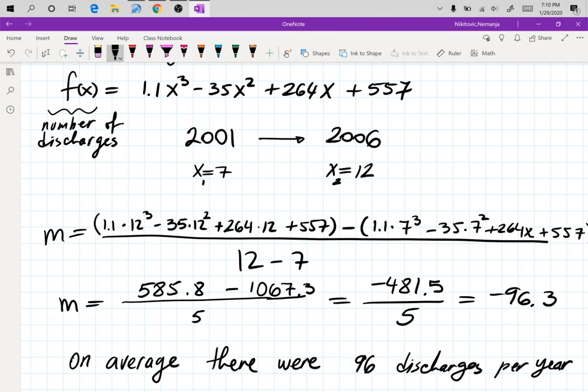Now, that means that it's average for this period of 5 years. In 2001, they discharged more people than in 2006. But when you average them, we say 96 per year. But there were more discharges in the first years than in the last years. Would the answer be wrong if you wrote the exact same thing, but you included the negative in the 96? No. It's just concept. That negative plays the role if I am to ask, is the number of discharges increasing or decreasing? And now you would use the negative to say the number of discharges is decreasing.